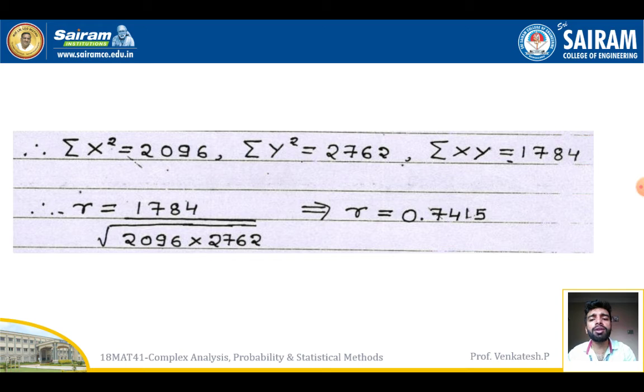Now replace all these values in the correlation coefficient formula. I'll get r is equal to 1784 divided by square root of 2096 into 2762. So I'll get r is equal to 0.7415.